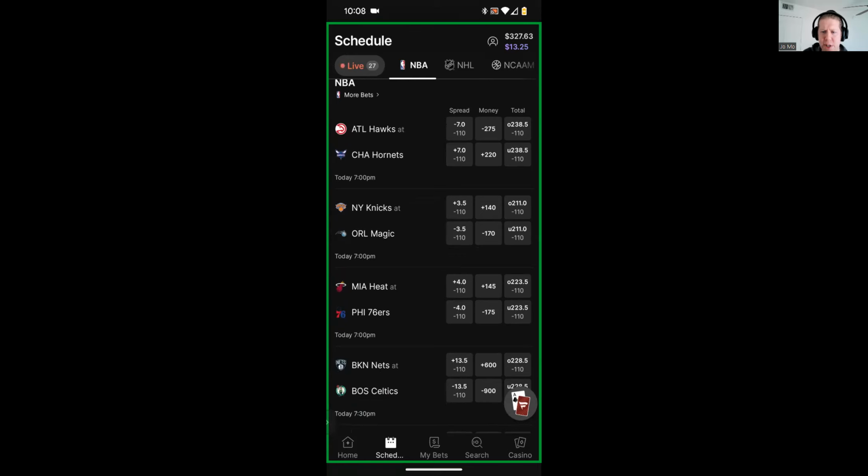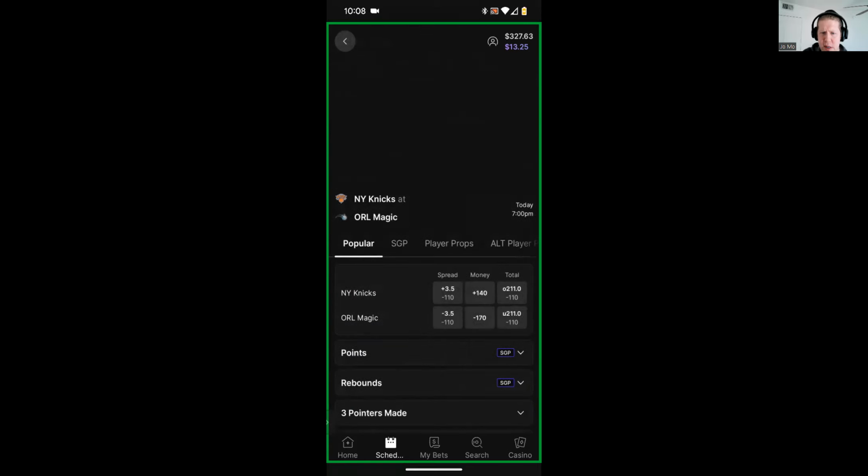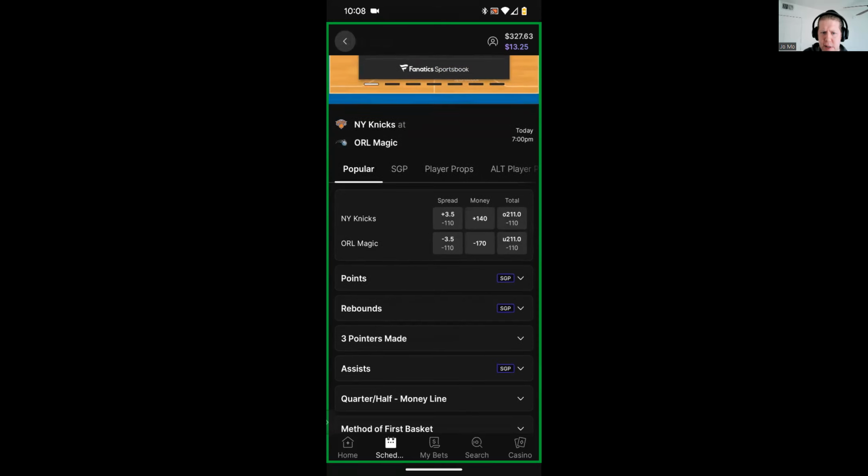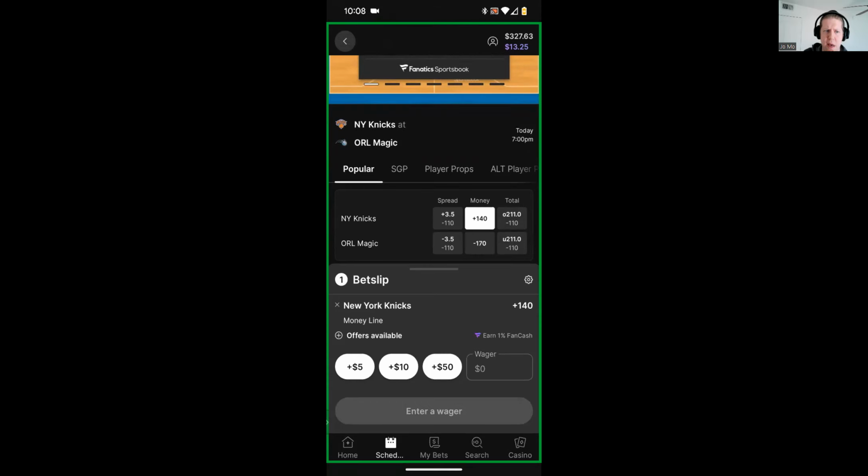The Knicks and the Magic. Okay, perfect. The Knicks plus 140 money line. And the Magic. And are we doing the 100 or the bonus? Honestly, we might be able to do both on this. I think we could probably knock them both out with this. Just because it's a plus 140. Let me just check to make sure. Let me do the calculator.